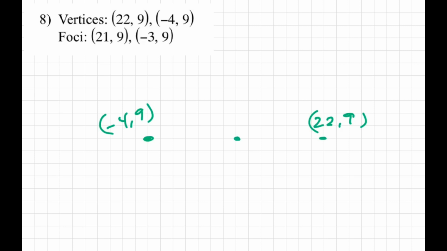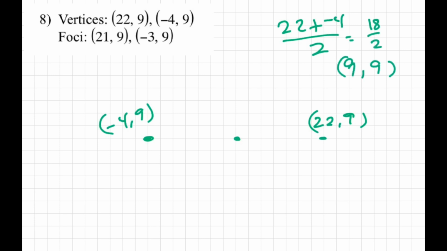You're going to need to find the midpoint of that. So 22 plus -4 divided by 2, that's going to be 18 divided by 2. So my midpoint is 9, 9. That's my center. And then my foci are at 21, 9 and -3, 9. And so the foci difference between here and here, from 9 to 21, that's a difference of 12. And then from the center to the vertex is a difference of 13.